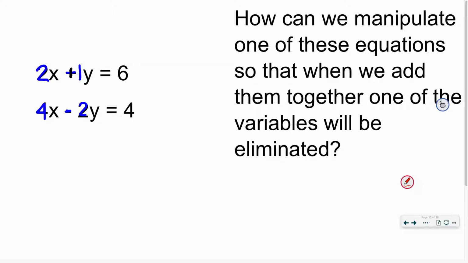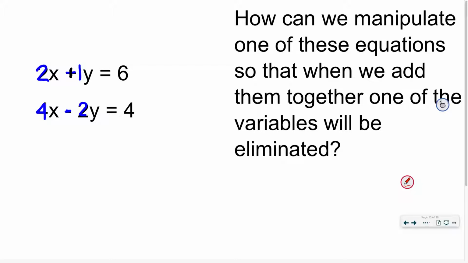We tried adding a variable. Is there anything else we can try? Or we tried adding a number. Dividing. What would you divide? I don't know, I'm just throwing out ideas. If I wanted to divide, could I do that? Yeah, as long as you do it to both. As long as I do it to everything in my equation.